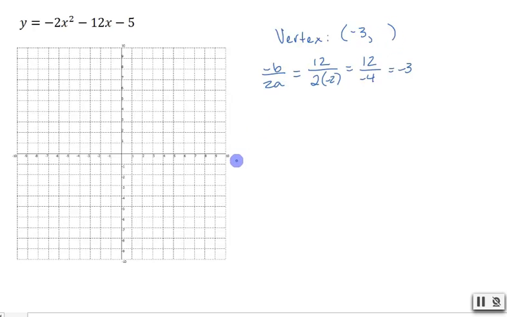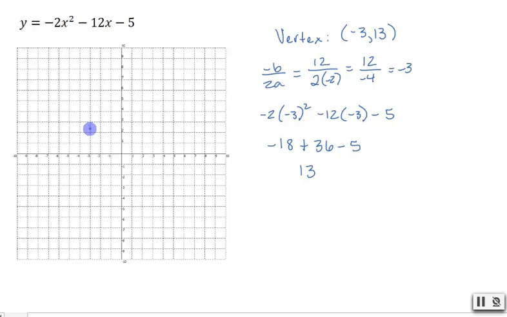Let's plug that in and find out what the y is. So y is going to be -2 times -3 squared minus 12 times -3 minus 5. So that's 9 times -2 is -18 plus 36 minus 5. So it's going to be 18 minus 5 is 13. So your vertex is -3, 13.